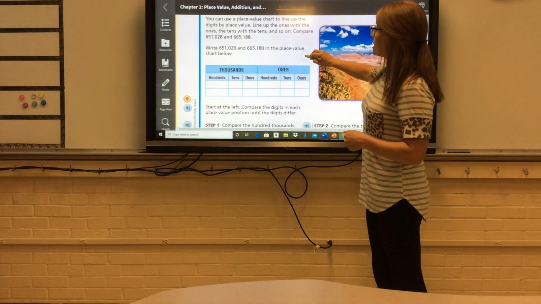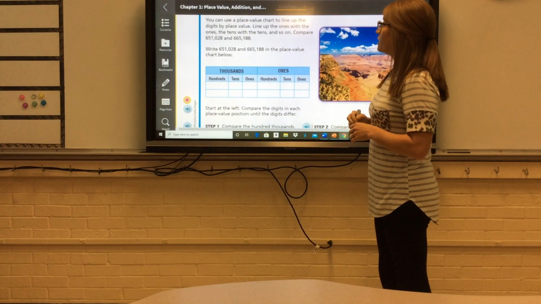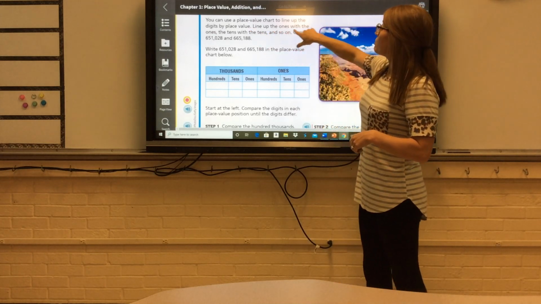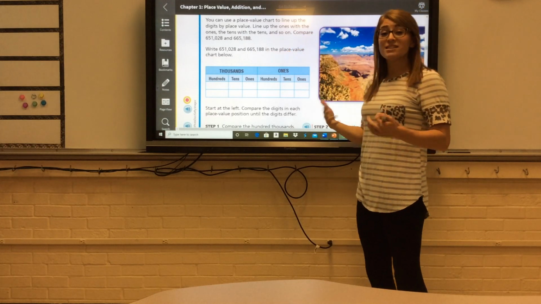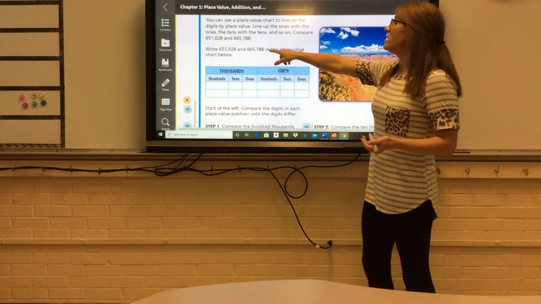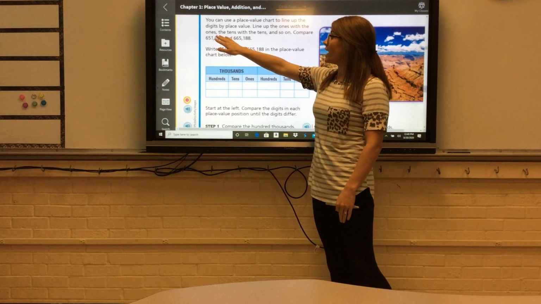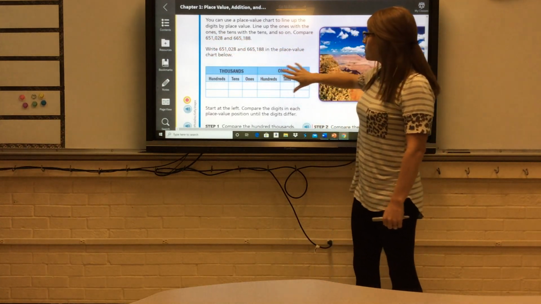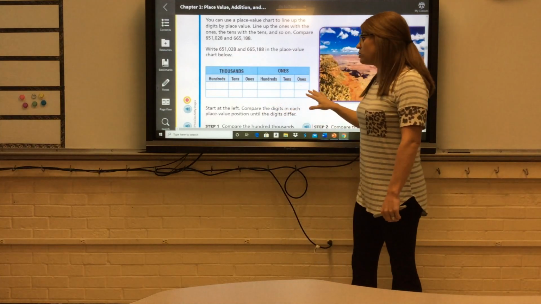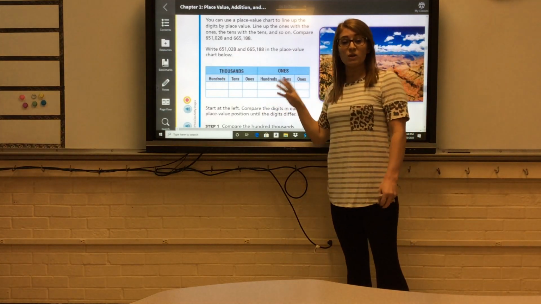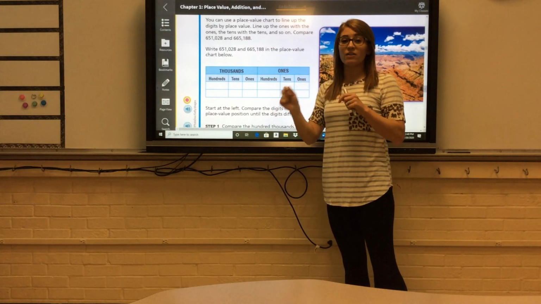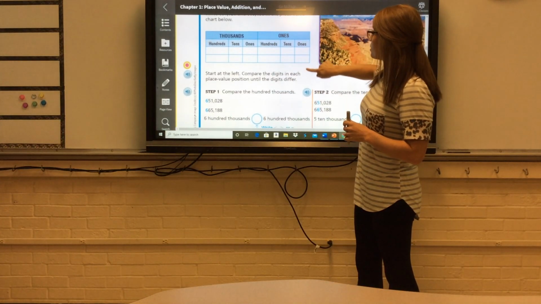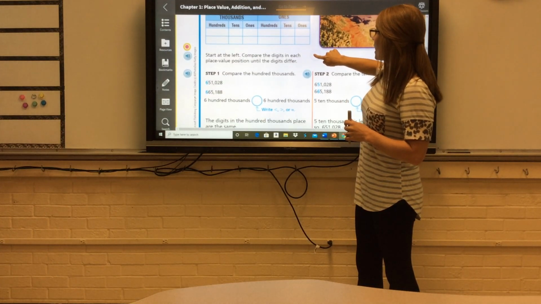It says that we can use a place value chart to line up the digits by place value. Line up the ones with the ones, the tens with the tens, and so on and so forth to compare the 651,028 to the 665,188. So I'm going to use this place value chart, which should look familiar from lesson 1 where we used that place value chart to figure out the value of all those digits. And I'm going to write both numbers into that chart.